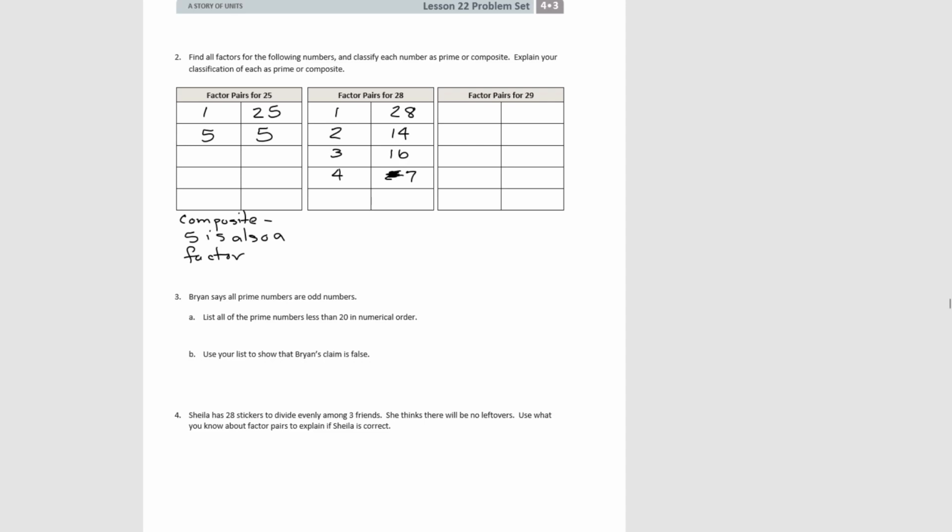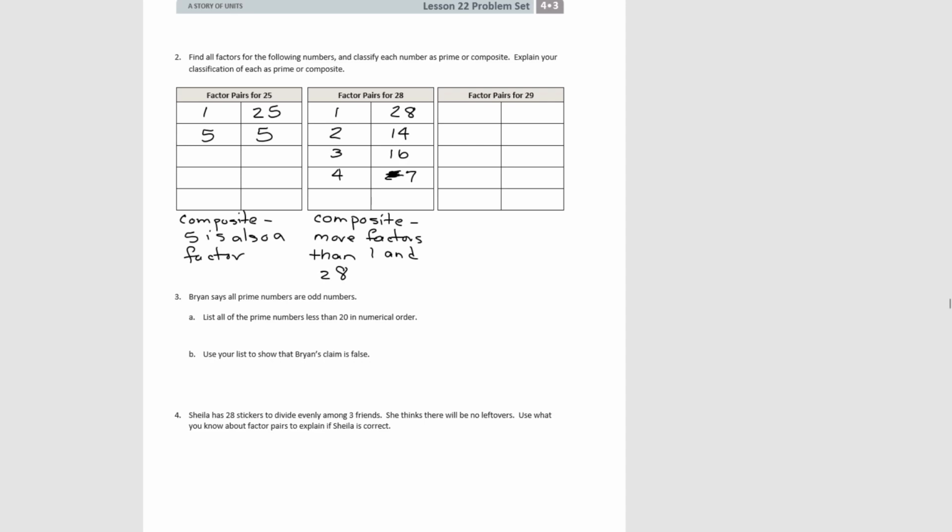5, no. 6, no. We've used 7. Not for 8, 9, 10, 11, 12, 13. We used 14. So we're halfway through. So this is also composite because there's more factors than 1 and 28.